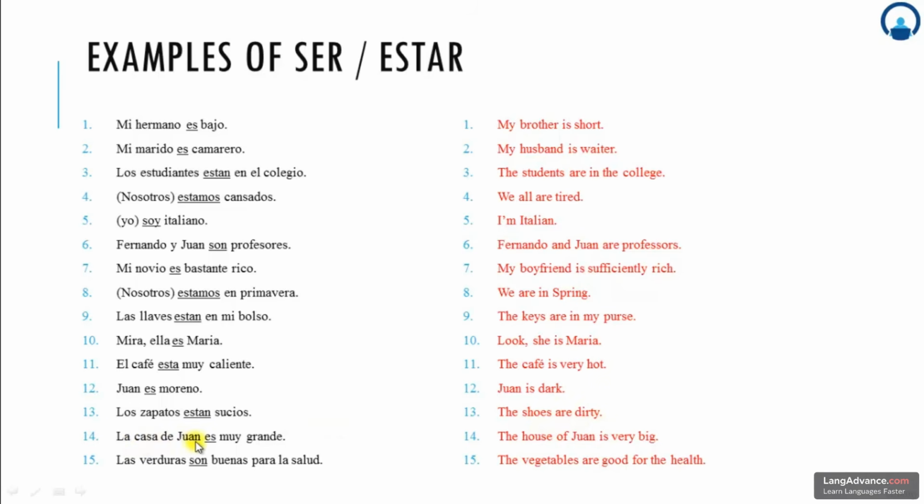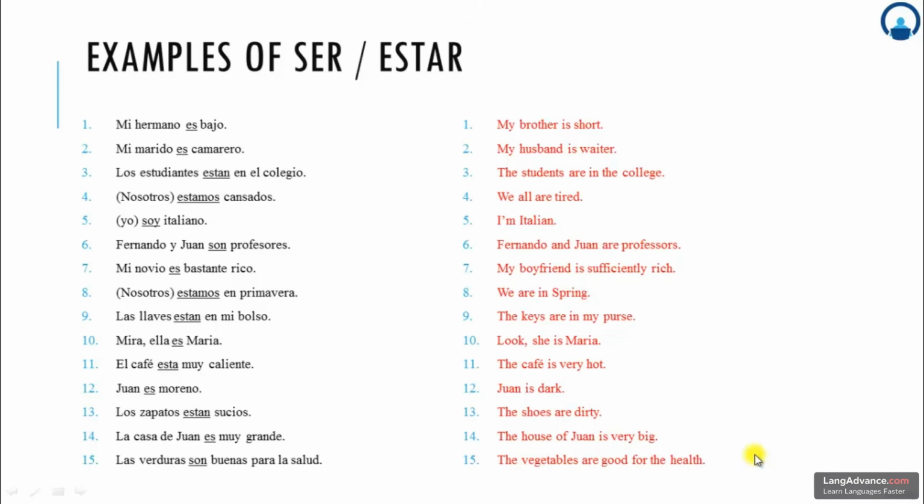La casa de Juan es muy grande. The house of Juan is very big. Las verduras son buenas para la salud. The vegetables are good for the health. Verduras means the vegetables. Buenas means good. And salud means health. I hope that you have understood the use and application of ser and estar by now. These are very important grammar words for use in many sentences in Spanish.